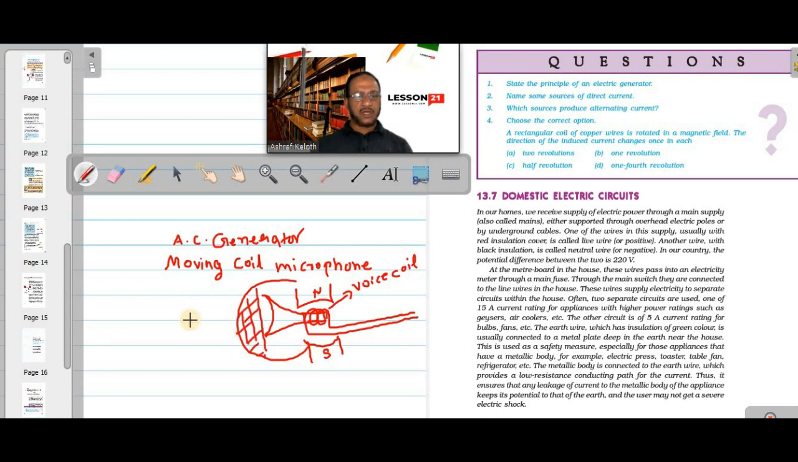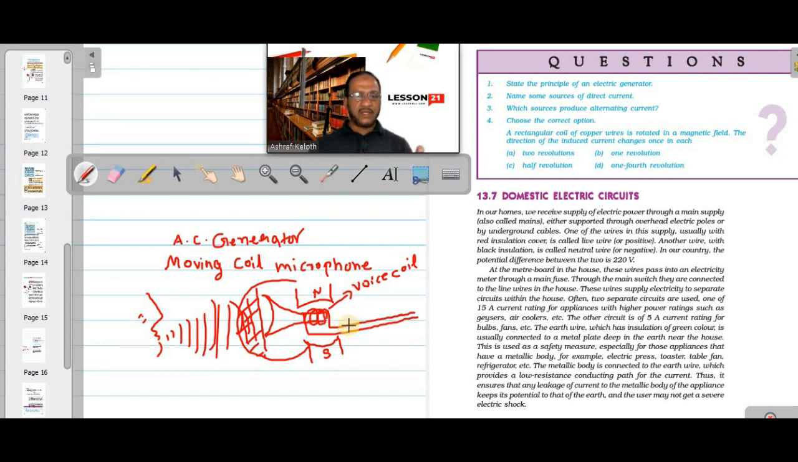And when a person is talking here, when the sound vibrations reach inside, the diaphragm will start vibrating. When the diaphragm vibrates, the voice coil also vibrates between the magnets. When the coil is vibrating between two magnets, between the north and south pole, a current will be induced according to Faraday's law, and that induced current depends upon the speed of vibration.